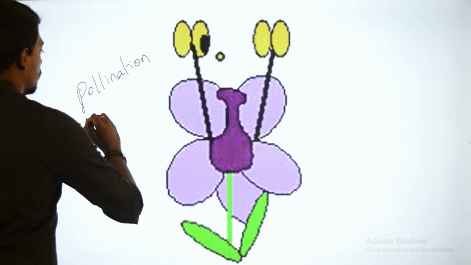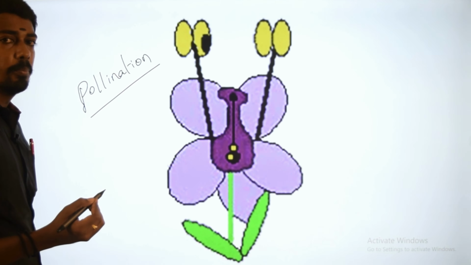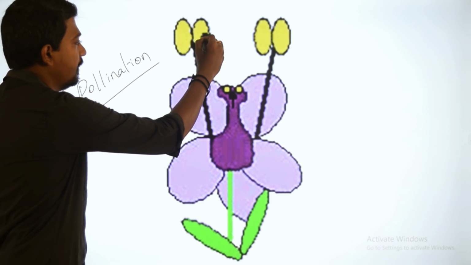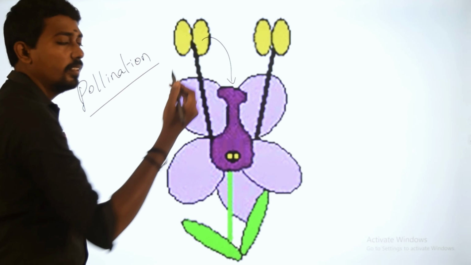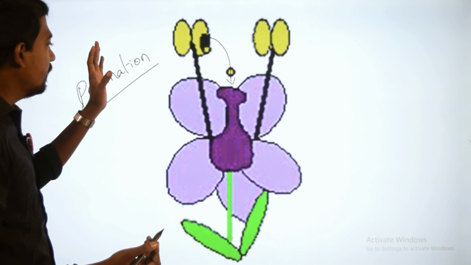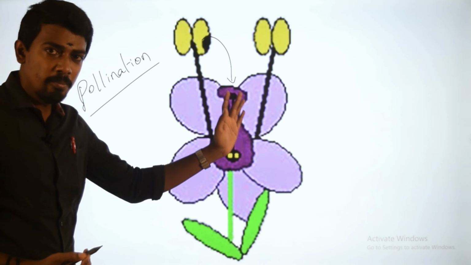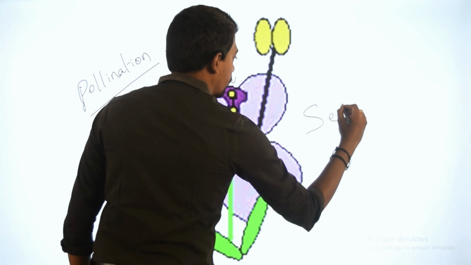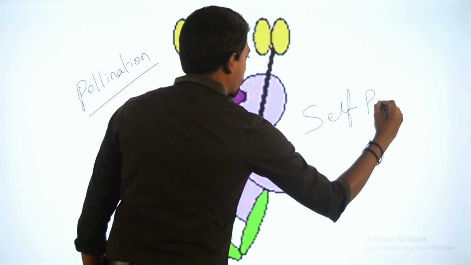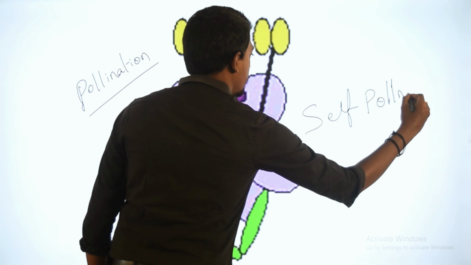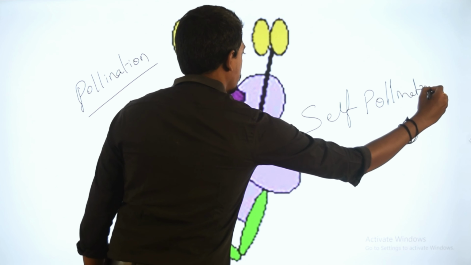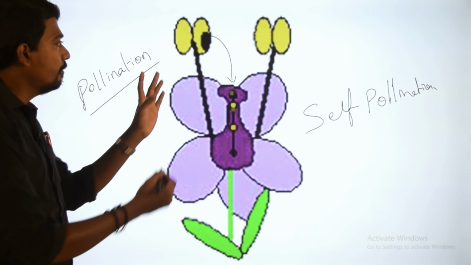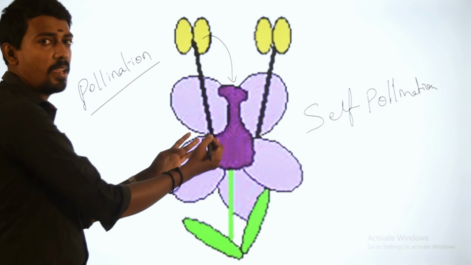P-O-L-L-I-N-A-T-I-O-N. Pollination. So, pollination is the process of transfer of pollen grain from anther to stigma. If that process takes place in the same flower, then that process is called self-pollination. So, self-pollination involves the transfer of pollen grain from anther to stigma of the same flower.